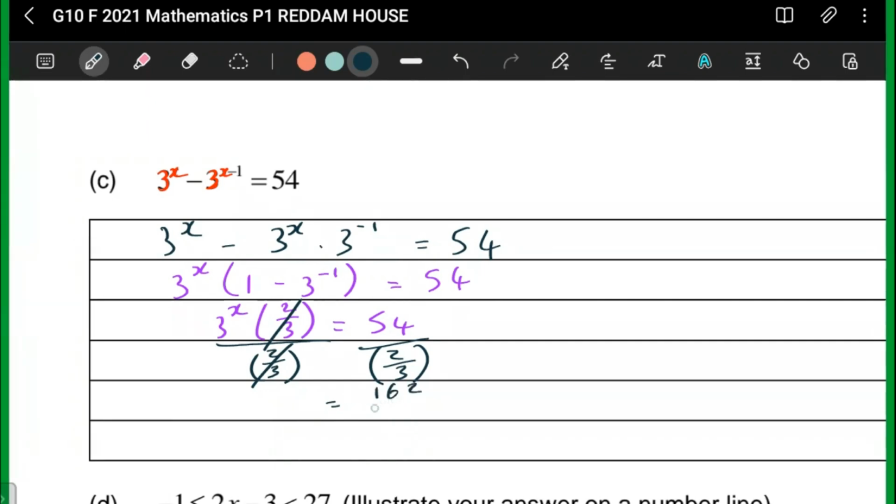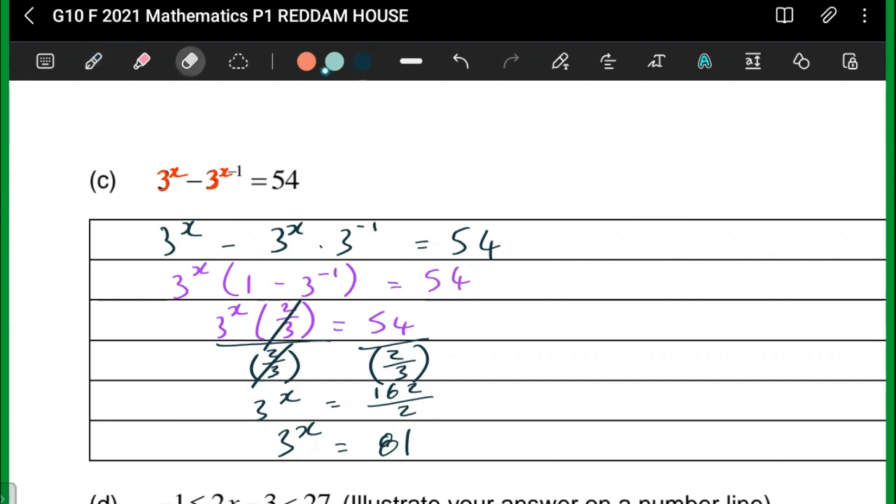162 over 2. This is equal to 3 to the power of x. And this here, we know that it is equal to 81. The reason why this is good news is because we know that 3 to the power of, is it to the power of 3? No, I think 3 to the power of 4 is what gives us 81 because 3 times 3 is 9, 9 times 3 is 27, 27 times 3. If the maths is not off, it definitely does give us 81.